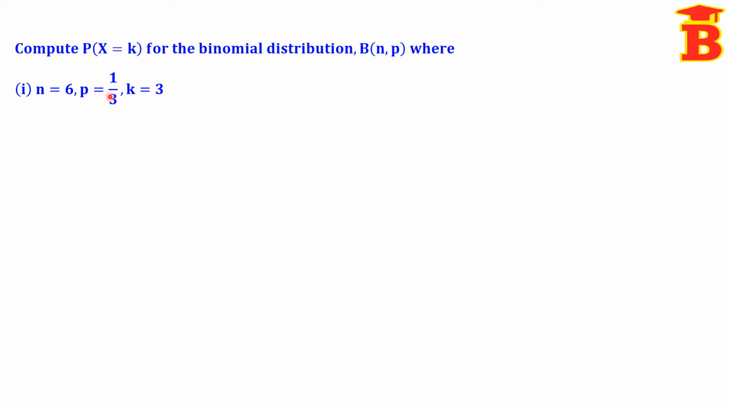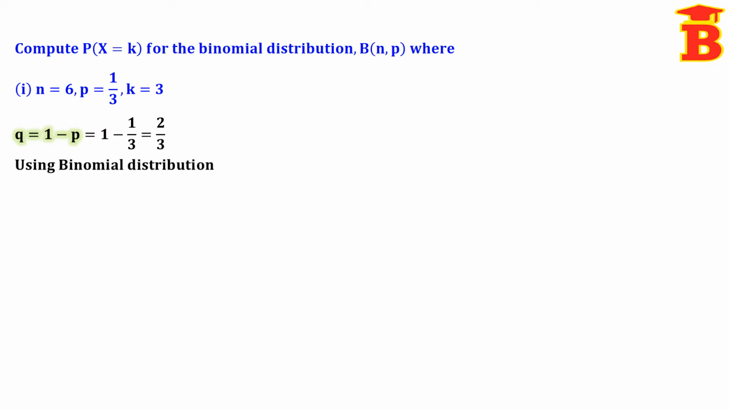Here the p value is given as 1 by 3. Therefore q equal to 1 minus p. If p is the probability of success, then q is the probability of failure. Always the total probability is 1, that is p plus q equal to 1. That is why we use q equal to 1 minus p. So if any one value is given, we can find the other value easily using this result, q equal to 1 minus p. That is equal to 1 minus 1 by 3, that is equal to 2 by 3.